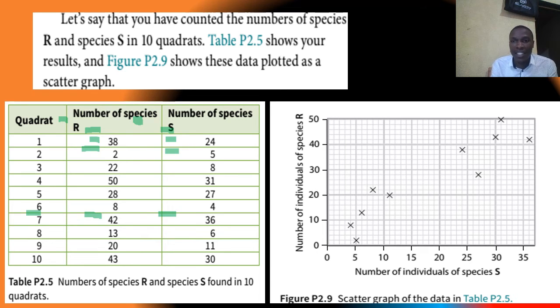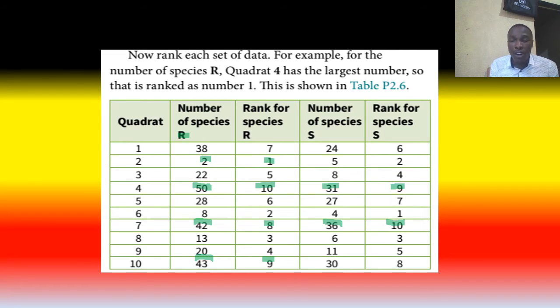First, we test it using a scatter graph. We can plot the number of species of R against the number of species of S. There's no rule which one should be on the y-axis and which one should be on the x-axis. Any way can work. What we want to prove is whether there is any relationship. So a scatter graph can be used to check whether there is any relationship between two variables, like in this case species R and species S. After obtaining those values, we can further proceed and determine the rank of the individual species.